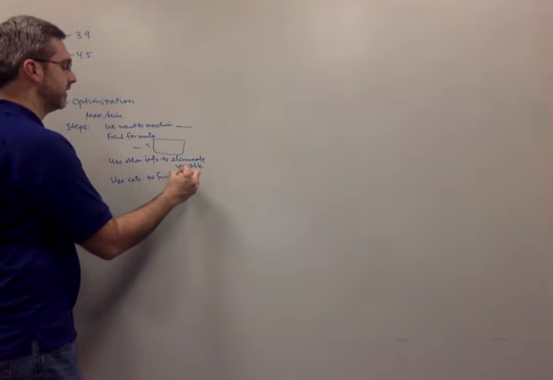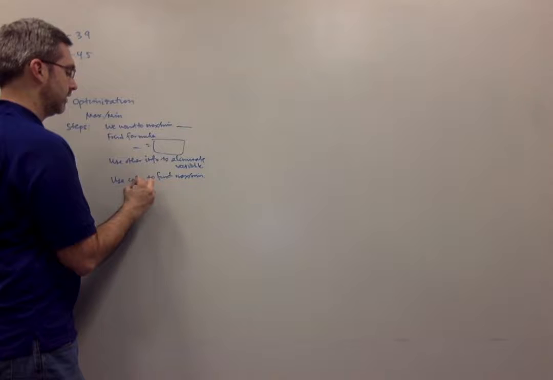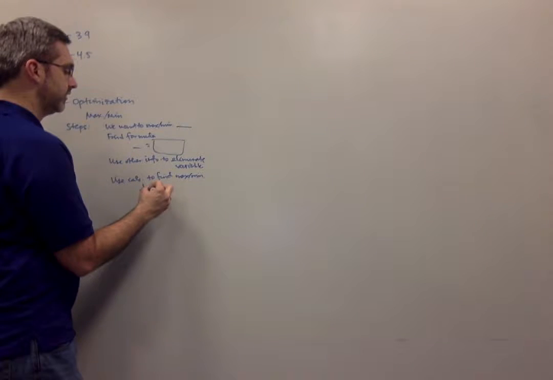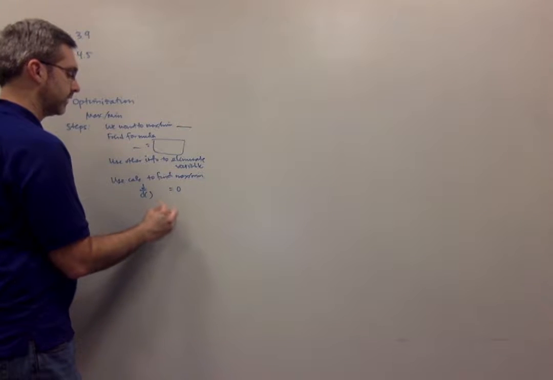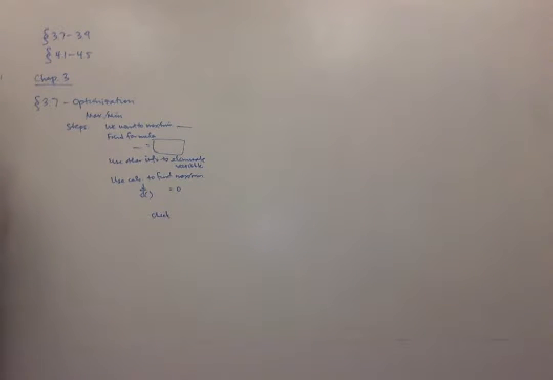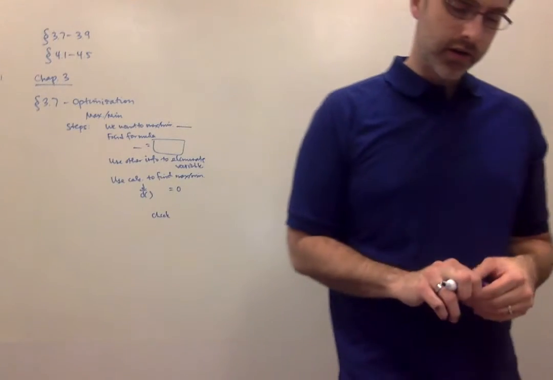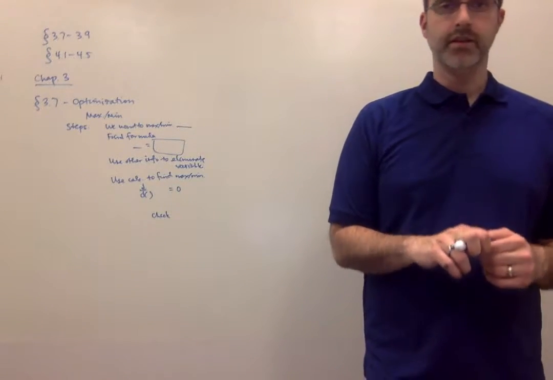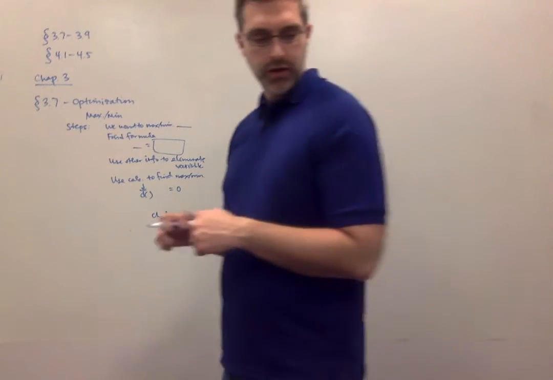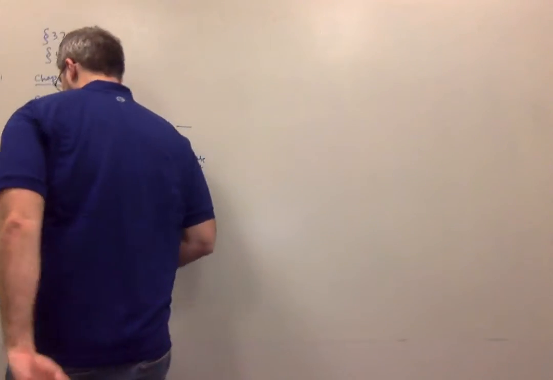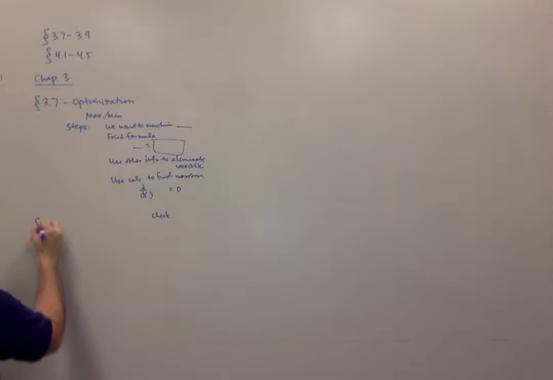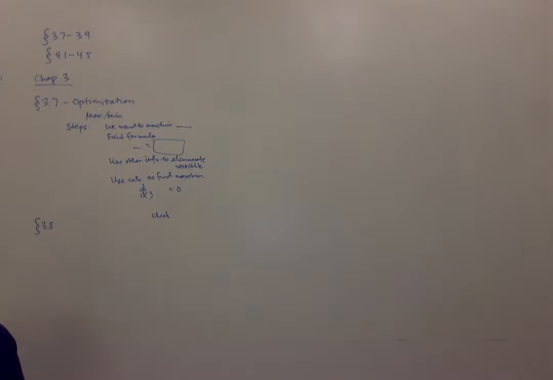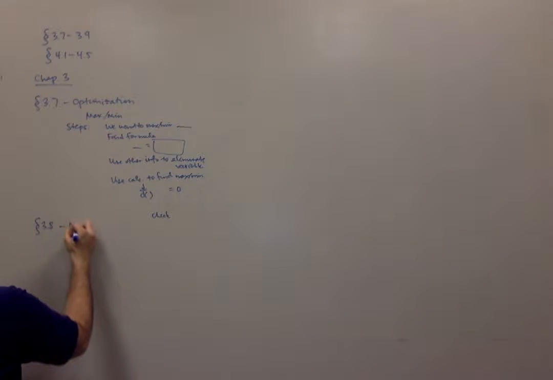So in other words, I take a derivative, set the derivative equal to 0, solve, and then check. Okay? So those are our optimization problems. There's at least one on the review problems that you can take a look at. Okay, second section out of the ones from chapter 3 is Newton's method.